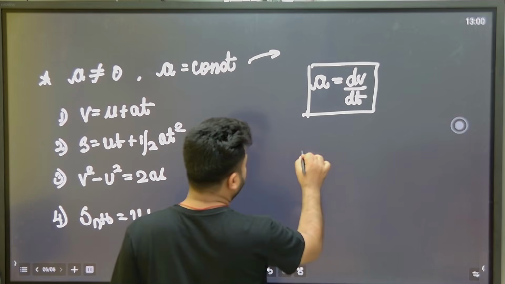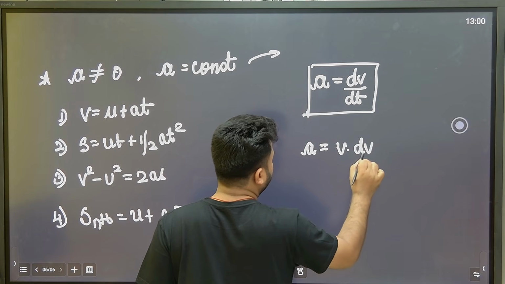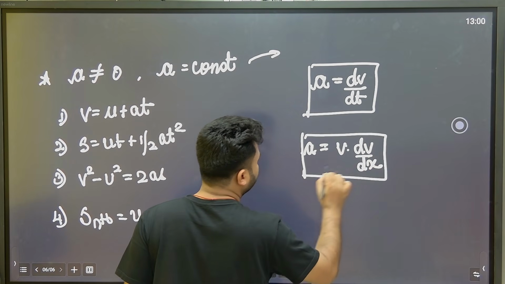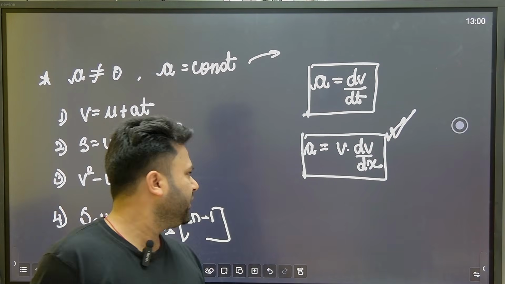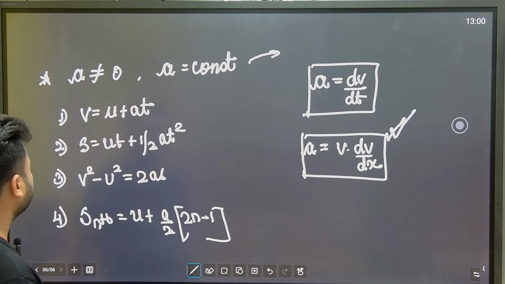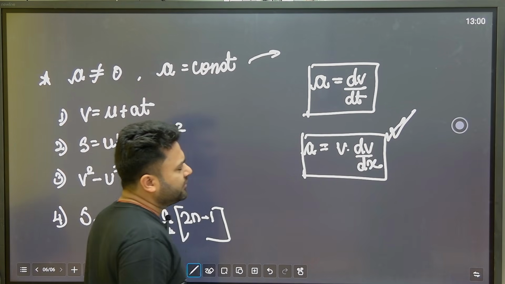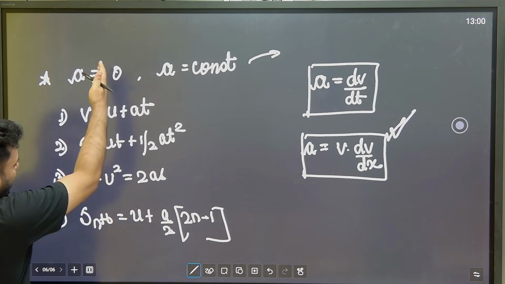One more formula for acceleration is important. Acceleration equals v into dv by dx. Some students miss this formula, but this formula is very important. v into dv by dx. Let's discuss one question regarding this formula. Okay. Suppose, for example, then we will come to these four.